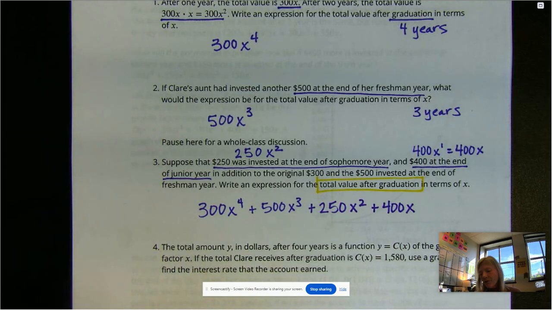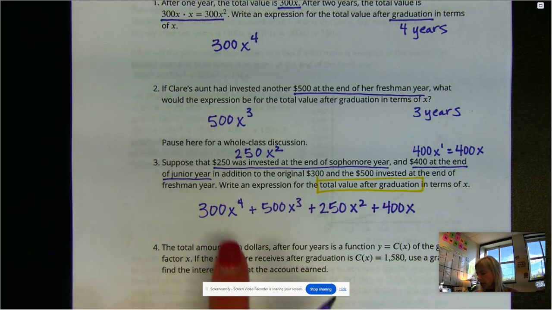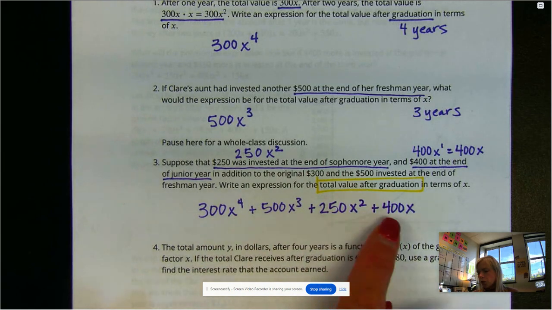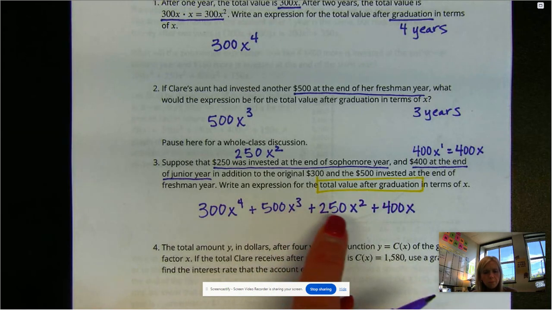The degree is 4 because that is the largest power of the variable. The largest exponent is 4, so it's called a 4th degree polynomial, and it has 4 terms. So each of these is a different term.